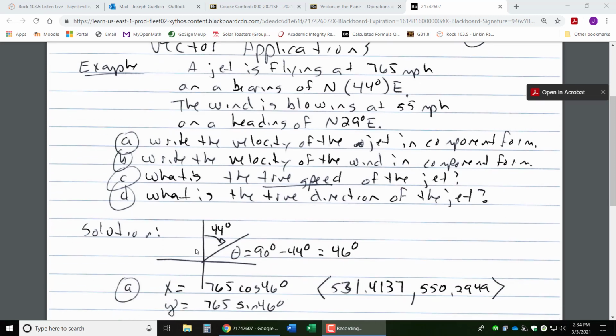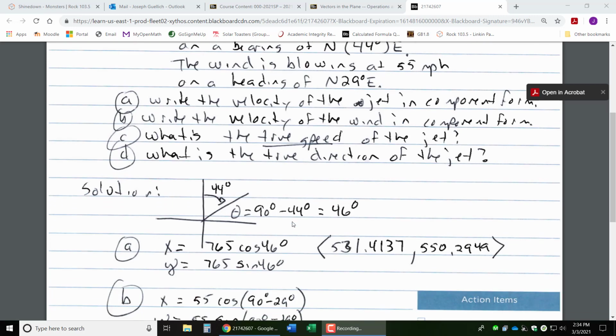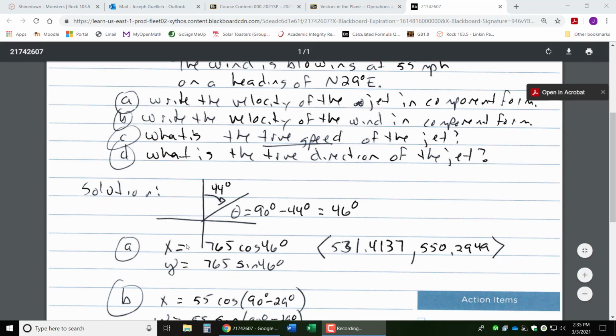And I talk about this in the bearing video and notes that I did. Each quadrant, you do something a little different depending on the quadrant. How do you turn it into what angle to use? So in this case, we're going to take that 46, plug it in. X is the magnitude 765, cosine 46 degrees. Check your mode. If you're in radians, you'll get wrong answers. Y is 765 times sine 46 degrees.